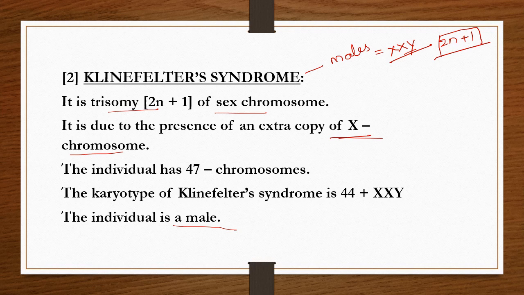So regarding the number of chromosomes, autosomes have no change. The change is in the sex chromosomes only. Sex chromosomes are generally 2, but here there is 1 extra. That means the total number of chromosomes is 47 in this trisomy condition. So the karyotypic or genotypic representation of this syndrome is 44 autosomes and XXY.